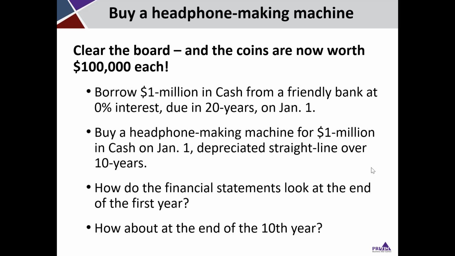You're going to borrow $1 million in cash. And this loan is only due in 20 years. And we're going to get that money on January 1st. And so we're going to buy a machine for $1 million in cash. We're also going to depreciate that straight line evenly, which is what that means, or expense it evenly over a 10-year span. So how do the financial statements look at the end of the first year?